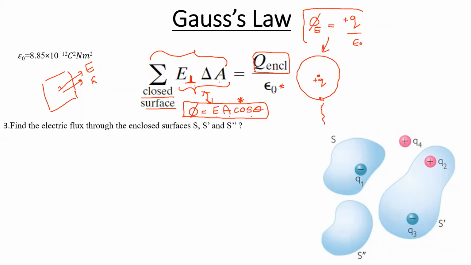In some cases, it is not easy to calculate the area, right? We don't know the area of this balloon, but it is easy for us to get the electric flux going through this balloon just by looking at the charges. So the important thing is you only look at the charges inside it. You don't look at charges outside it.